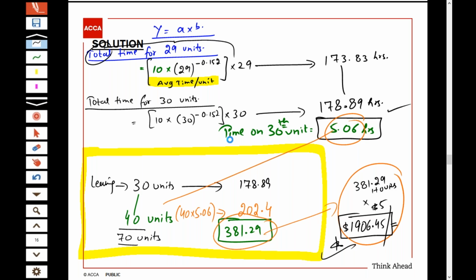Now see, the learning stops here, at 30 units. This will be the time which is constant for all the next units. Very good.